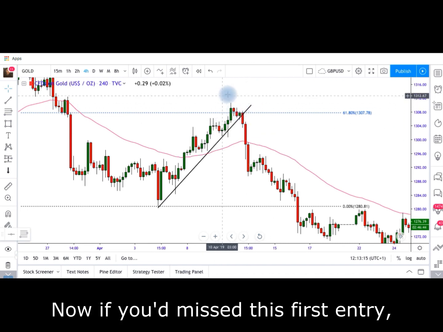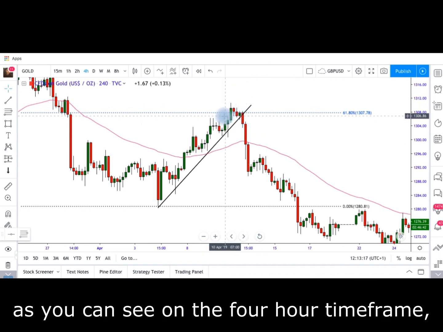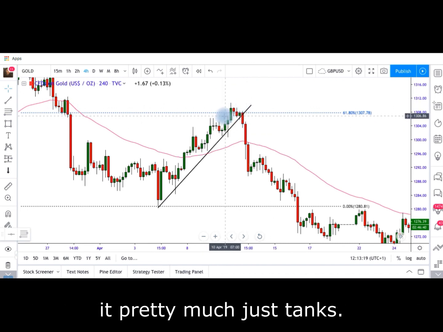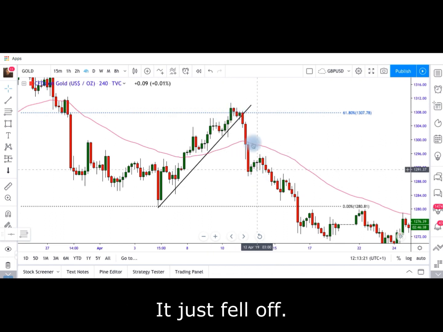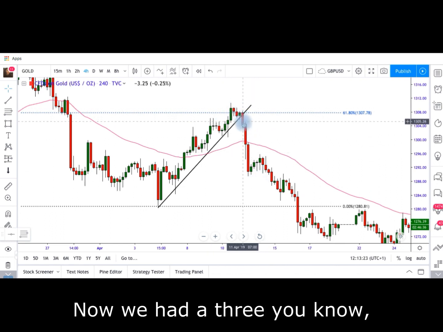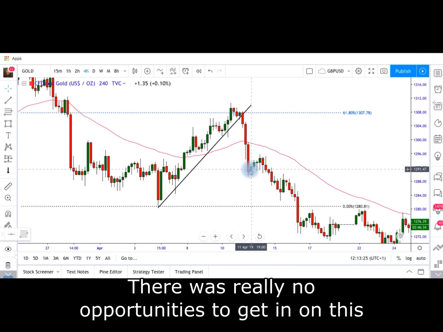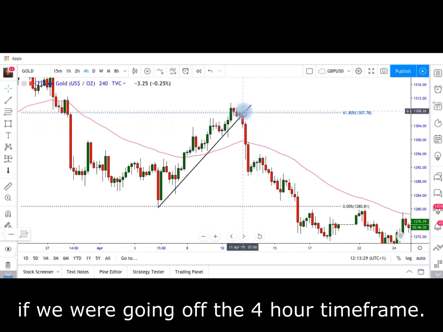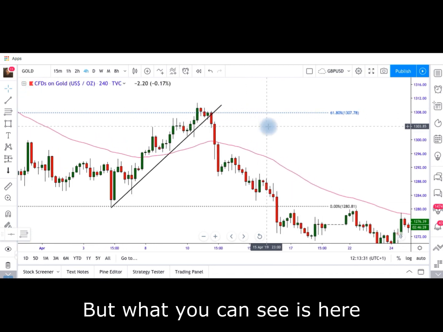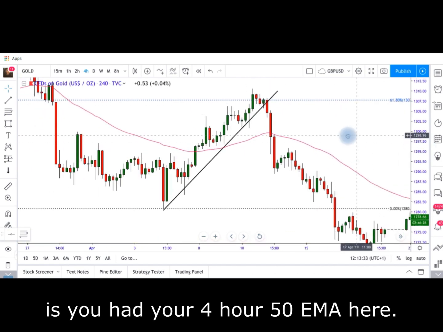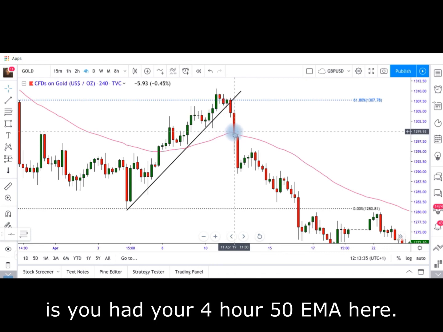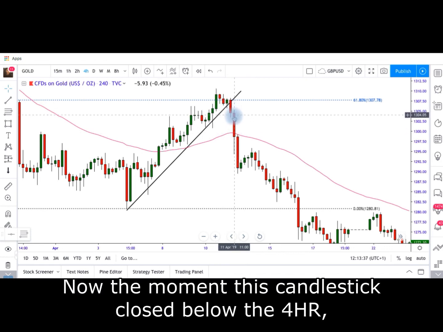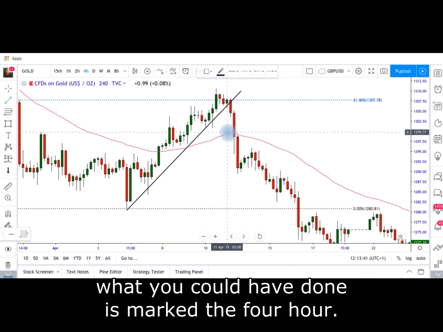Now, if you'd missed this first entry, as you can see on the 4 hour time frame, it pretty much just tanked. It just fell off. We had three huge 4 hour candles, so there was really no opportunity to get in if we were going off the 4 hour time frame. But what you can see here is your 4 hour 50 EMA. The moment this candlestick closed below the 4 hour 50 EMA, what you could have done is mark it.